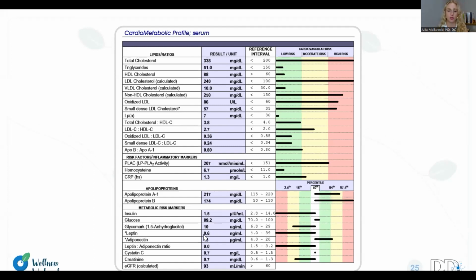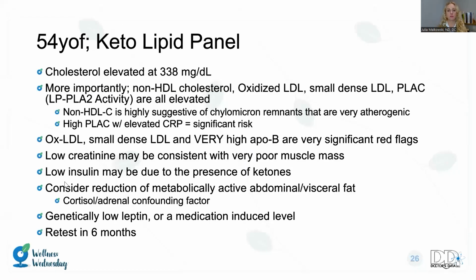Their leptin is too low. They may be genetically low leptin. So for this patient, we have cholesterol is elevated. More importantly, the non-HDL, like we said, the oxidized LDL, the small dense LDL, and the plaque are all elevated. So the non-HDL is highly suggestive of chylomicron remnants. They're very atherogenic. And then they have the high plaque with the elevated CRP. So this is a significant risk profile.